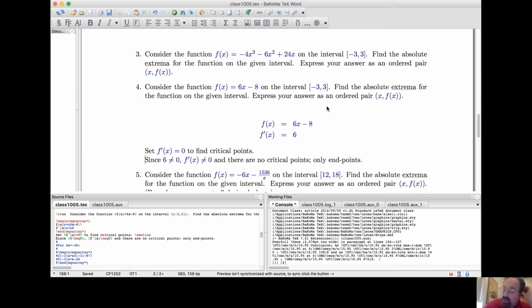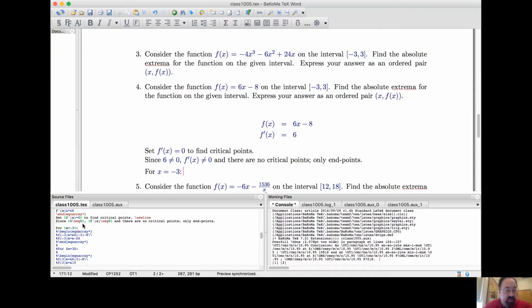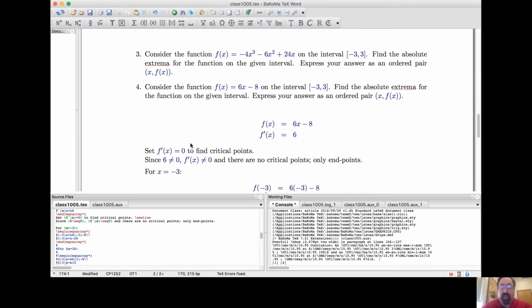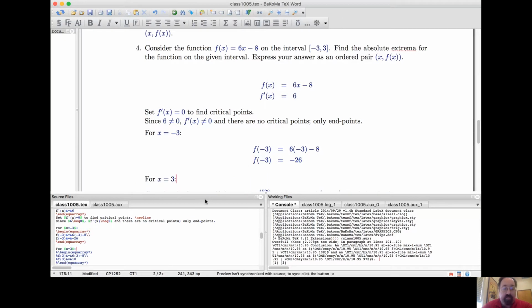So that's something that can happen. It's possible the derivative will not be 0 at all on this interval. In fact, this derivative is not 0 anywhere on the real number line. So we substitute in only -3 and 3. So for -3, we get -26. And then we substitute x equal to +3.